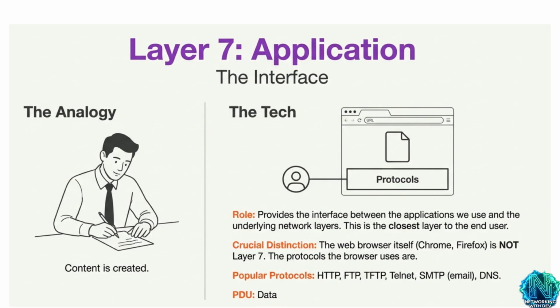It is important to note a crucial distinction. While we use software like Chrome or Firefox, the web browser itself is not layer 7. Rather, it is the protocols the browser utilizes that operate at this level. At this stage, the protocol data unit, PDU, which is the specific form data takes as it travels, is simply referred to as data. While we see common examples like HTTP for web browsing, SMTP for email, and DNS here, we will be diving into these protocols in much greater detail in the upcoming slides.